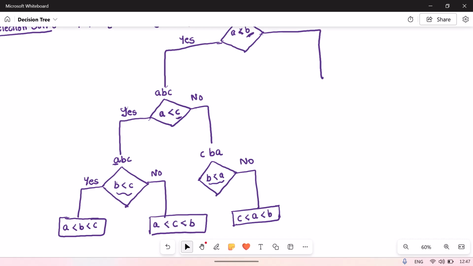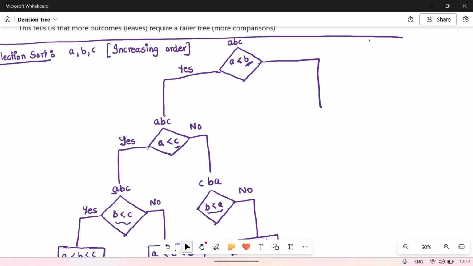Okay, let us go to the other side. Now, A is less than B, if it is no. Okay, I will keep A, B and C like this. I will check B and C whether they are in the correct position or not. Then only I will come to know. See here. So I will check B less than C. If it is yes and if it is no.